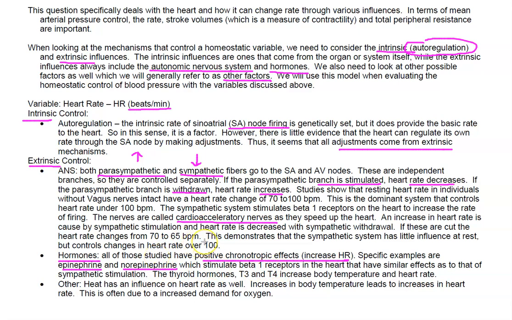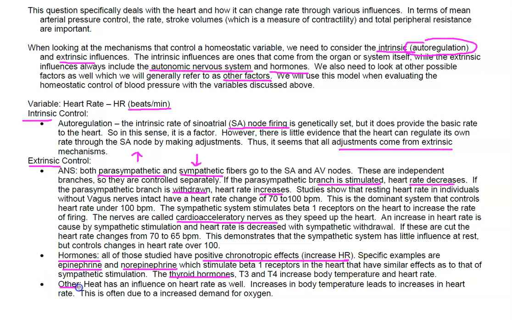So sometimes they're known as sympathomimetics. All right, so sympatho means it's the sympathetic system. Mimetic means it mimics it. So epinephrine and norepinephrine are known as a class of hormones called the sympathomimetics. In addition, the thyroid hormones, T3 and T4, so that is triiodo and tetraiodothyronine, also increase body temperature, which then influences heart rate.